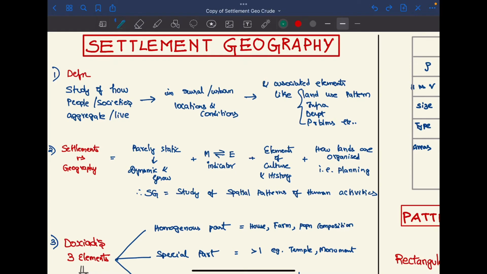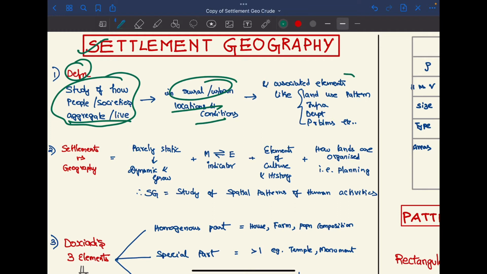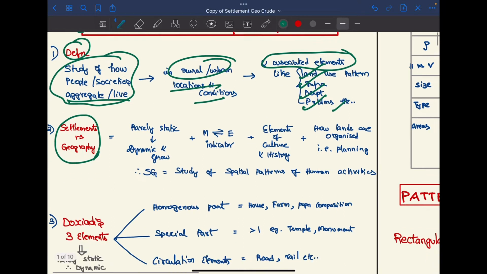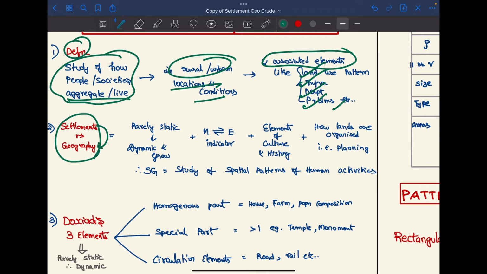Let's revise complete settlement geography. First of all, let's see what settlement geography is. It is the study of how people or societies aggregate and live in urban or rural conditions and associated elements like land use pattern, infrastructure, development, and problems. So, why is settlement geography important and what is the relation between settlements and geography?